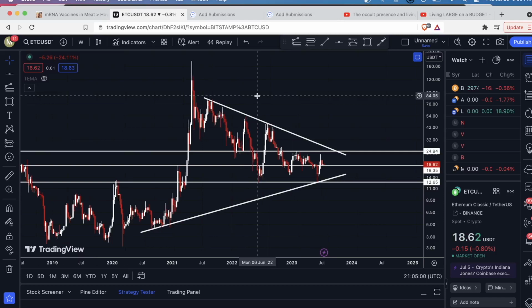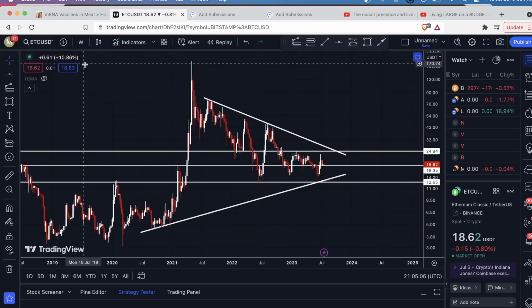Hey guys, I got a request to take a look at Ethereum Classic. The ticker for this is ETC, and right now I'm on the weekly chart.